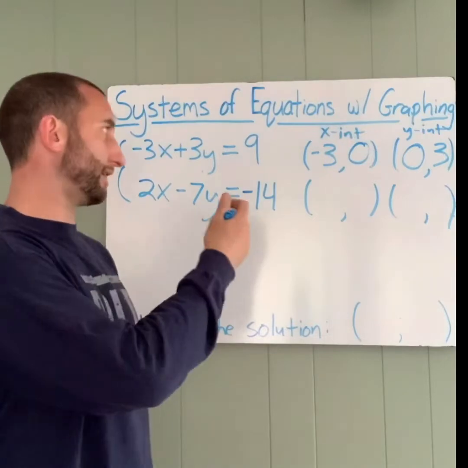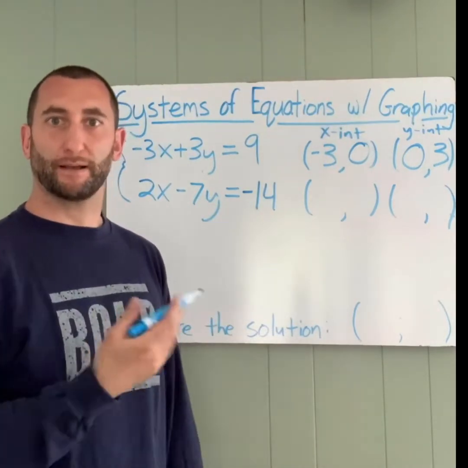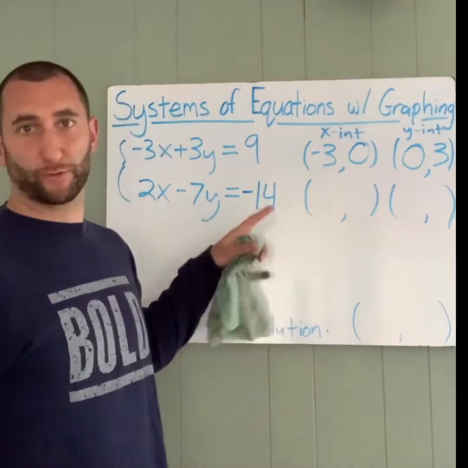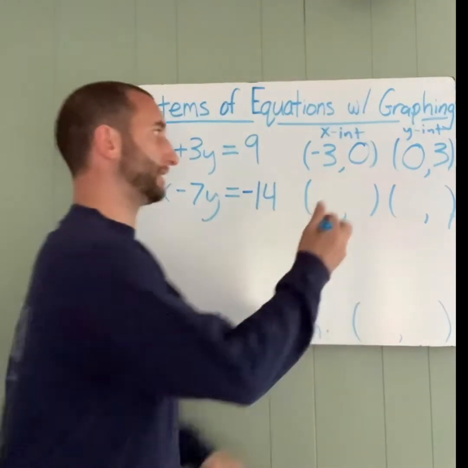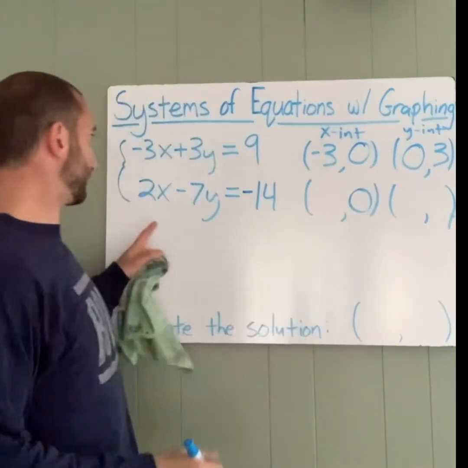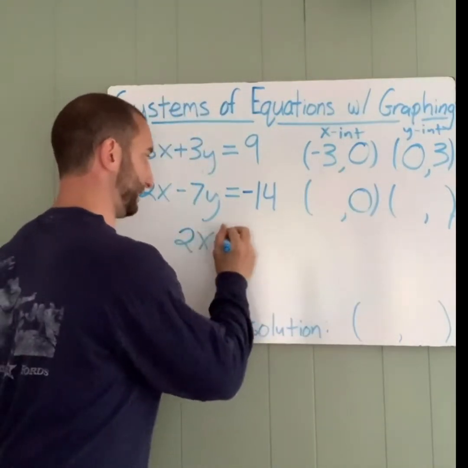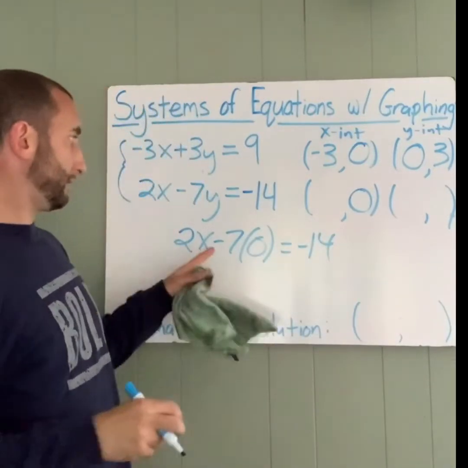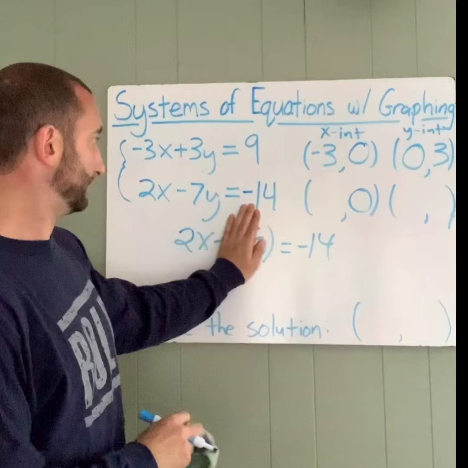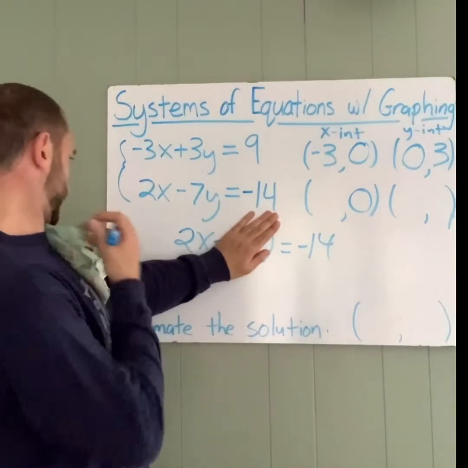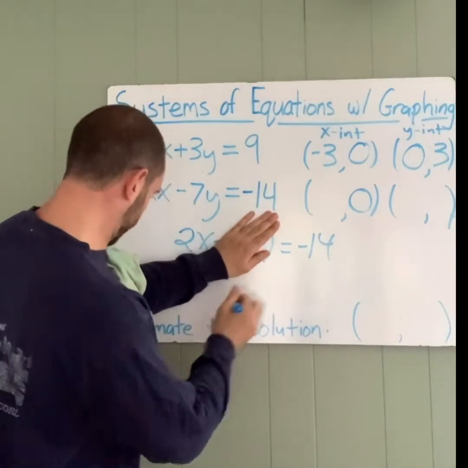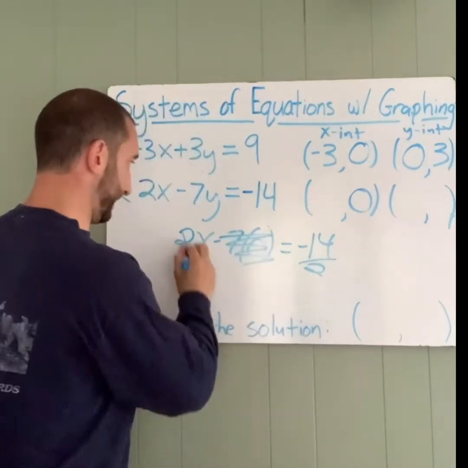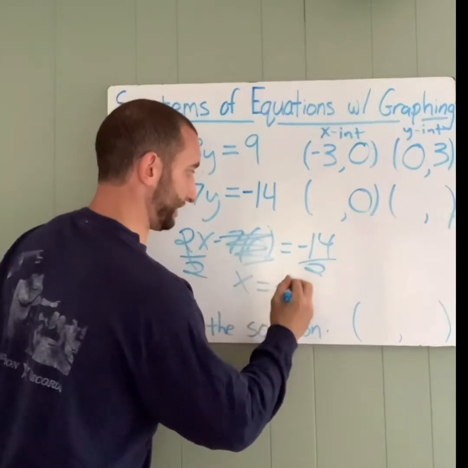Let's find the x and y intercept for this other equation so that you can put that on the graph and find out the intersection. 2x minus 7y equals negative 14. X-intercept, y is going to equal 0 as always. So 2x minus 7 times 0 equals negative 14. Negative 7 times 0, just 0. So 2x equals negative 14. Divide both sides by 2. And you're going to get x equals negative 7.